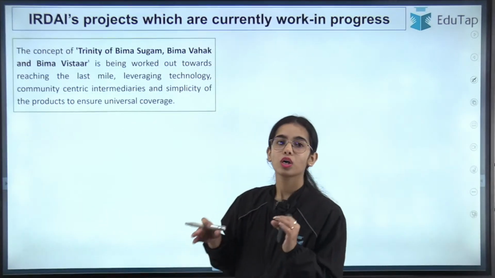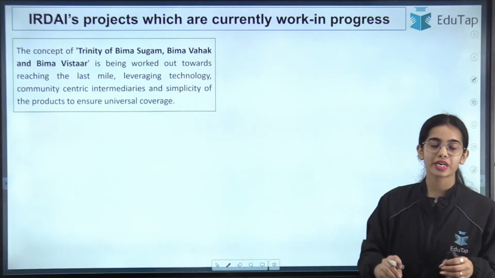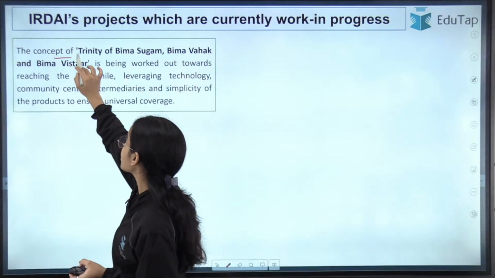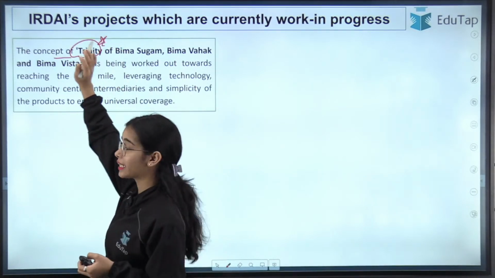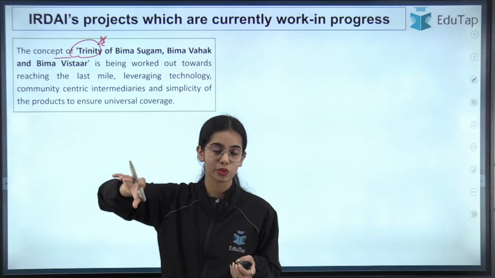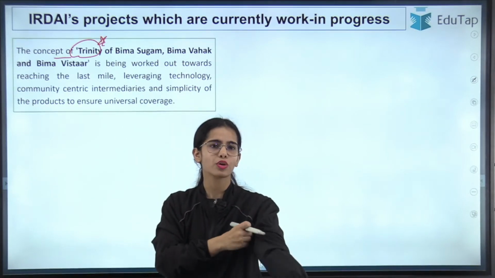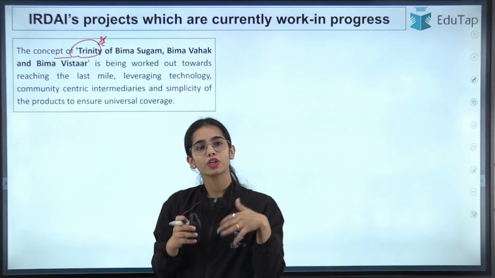Okay. Now, projects which are currently work in progress. There are different projects that are currently work in progress. So the concept of Trinity. This is very important. It can come in your GA in phase 1, it can come in phase 2 also. Such a question can come, or you can use this Trinity in your answer writing.